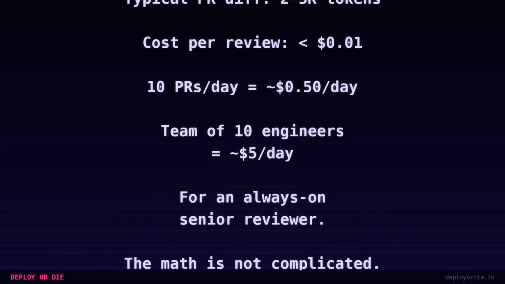A typical pull request diff is 2,000 to 5,000 tokens. At Claude's current pricing, that's a fraction of a cent per review. If you ship 10 PRs a day, you're spending maybe 50 cents. For a team of 10 engineers, that's $5 a day for an always-on senior reviewer. The math is not complicated.